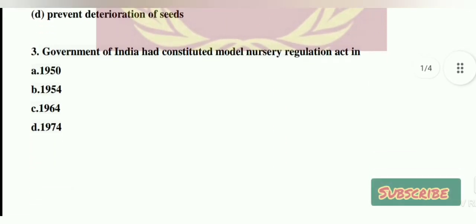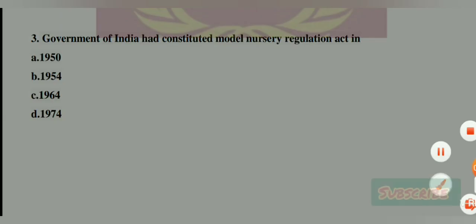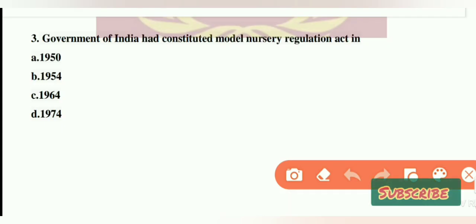Then question number 3. Government of India had constituted the Model Nursery Regulation Act in which year? Here the right answer is option B, 1954. And this Nursery Regulation Act was constituted to provide quality planting material to farmers.